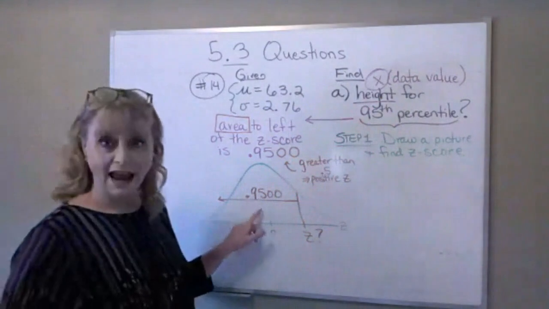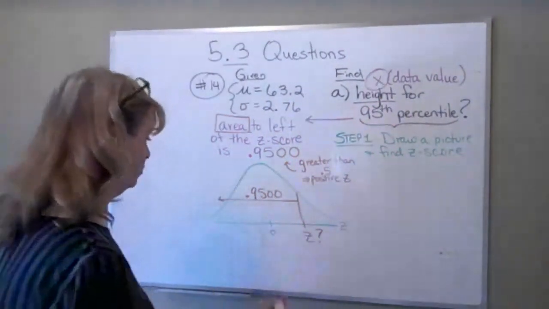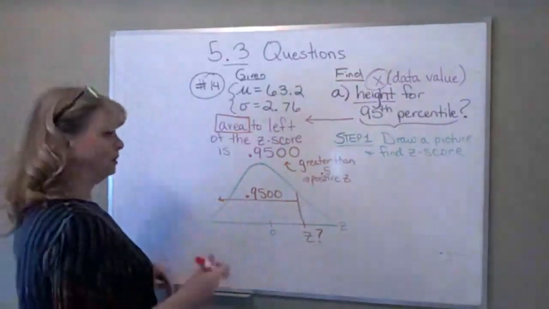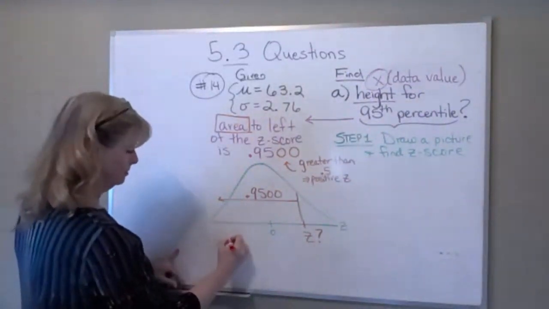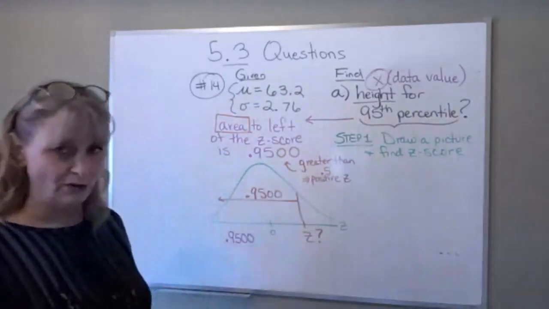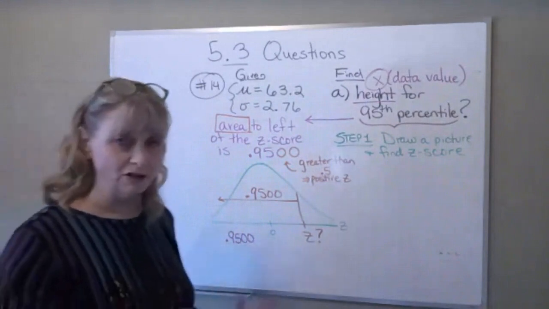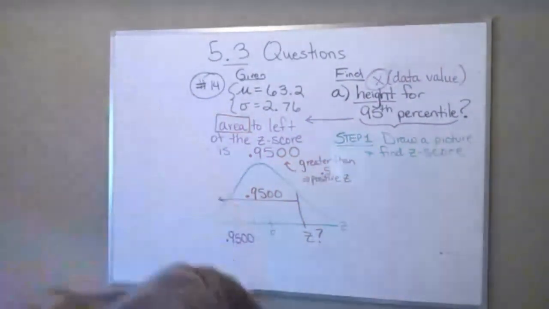I'm going to look up that area in the table. That is the area to the left. That's the number I'm going to look up. So when I do the 0.9500, if it's there exactly, terrific. But if it's not, I need to find the 2 numbers that are on either side. And this is going to be on our positive z.